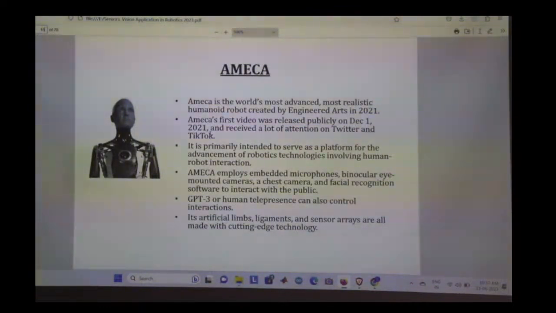Sometimes if you go to Indian Railways, they have chatbots which can assist you and type something, it's chatting. Now, when Ameca was launched, it was more about responding. If you put a Twitter comment, it can put a reply. It can identify and make a like or a comment on it. Ameca employs embedded microchips, binocular eye-mounted cameras, a chest camera, and facial recognition software to interact with the public. GPT-3 or human telepresence can also control and interact.